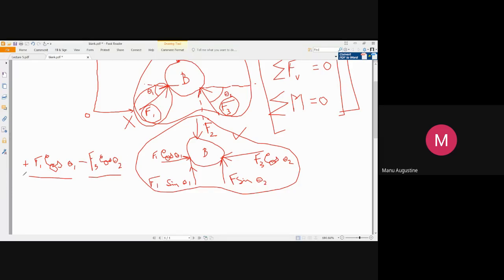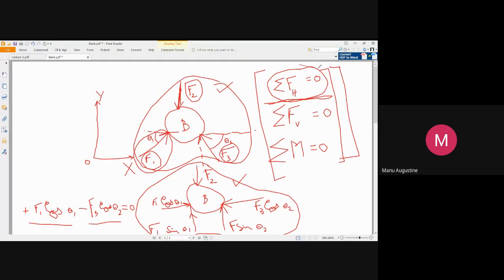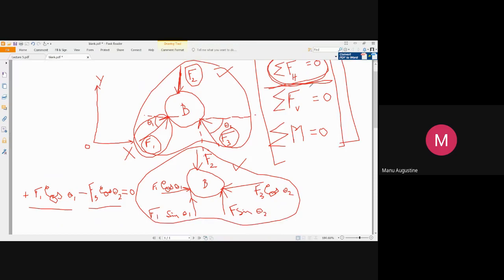And if I put these two forces side by side like this with their sign conventions used, then the summation must be equal to 0. So this is the meaning of applying this condition of equilibrium. So if a body is in equilibrium, the sum of all horizontal components must be 0. And similarly, you have to use the second condition.